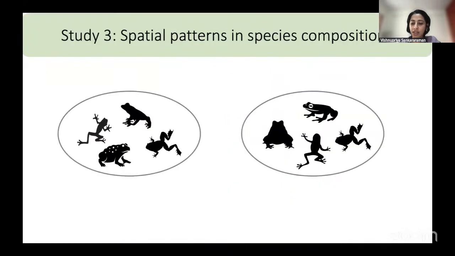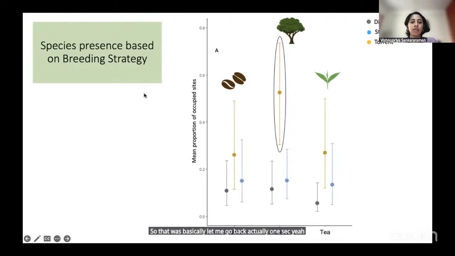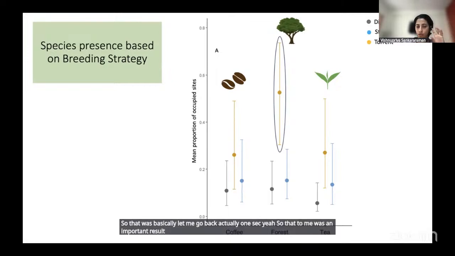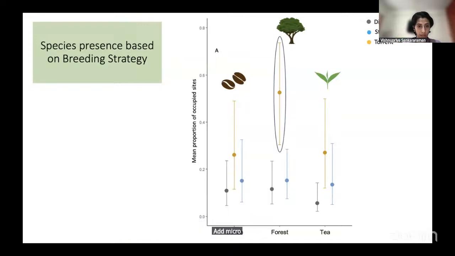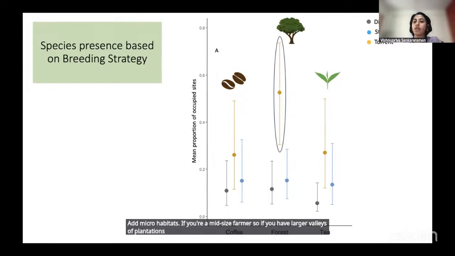So that was basically, let me go back actually one sec. Yeah. So that to me was an important result coming from this study. So if you're a small farmer, add microhabitats. If you're a mid-sized farmer, so if you have larger valleys of plantations, restoring and maintaining stream size can be a very important way for you to conserve amphibians.